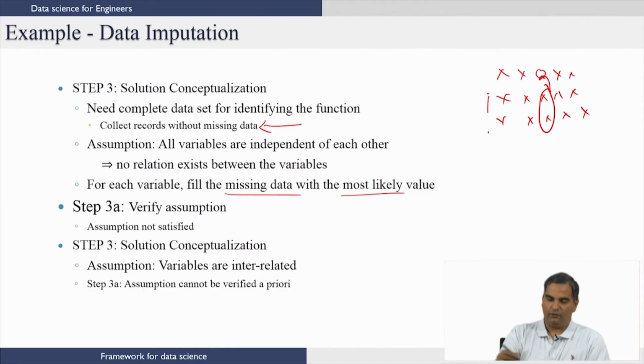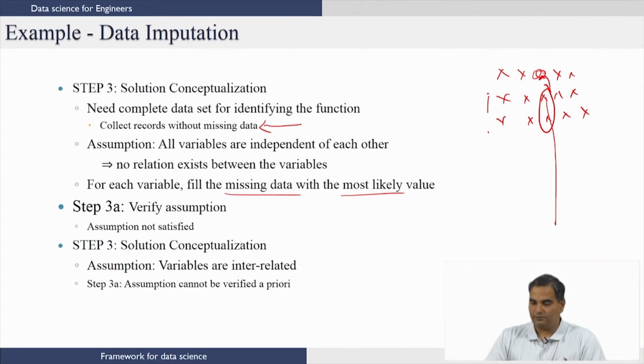So, somehow we are going to talk about this most likely value. We will see how we fill the most likely value, but basically what we are essentially saying is, when I want to fill this data, all I am going to do is look at the values only in this column, and I am not really going to look at values in the other columns, because I have assumed that these variables are not related to each other.